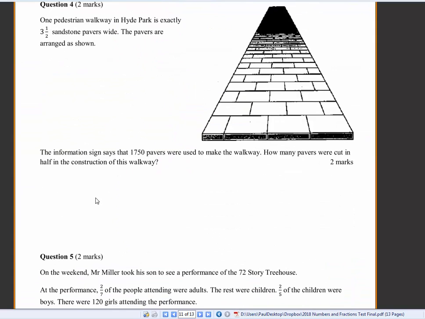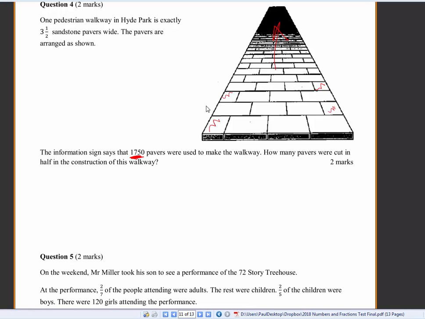Alright, this one here was a very tricky problem. One pedestrian walkway in Hyde Park is exactly 3.5 sandstone pavers wide. The pavers are arranged as shown. So the information sign says this is the total number of pavers used. Okay, so how many pavers were cut in half? So this one was cut in half, this one was cut in half, this one was cut in half, this one was cut in half, but can't keep counting that way.